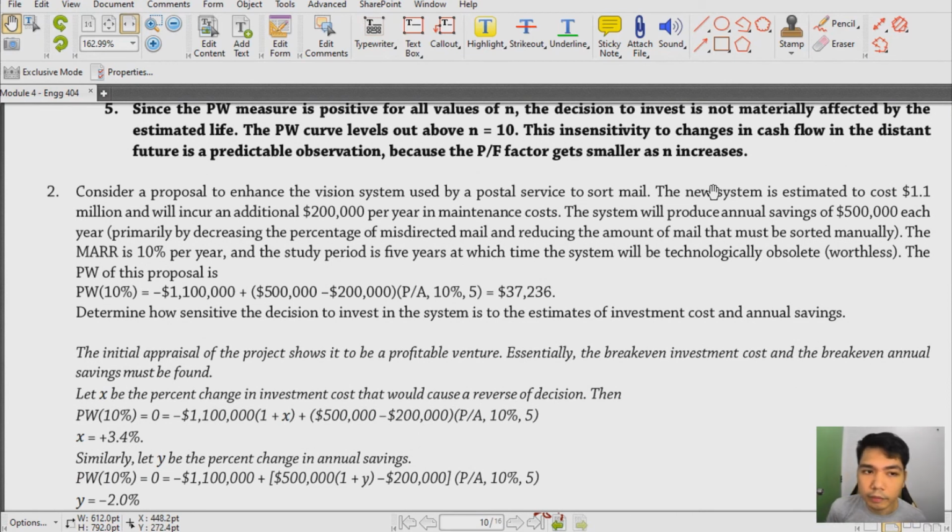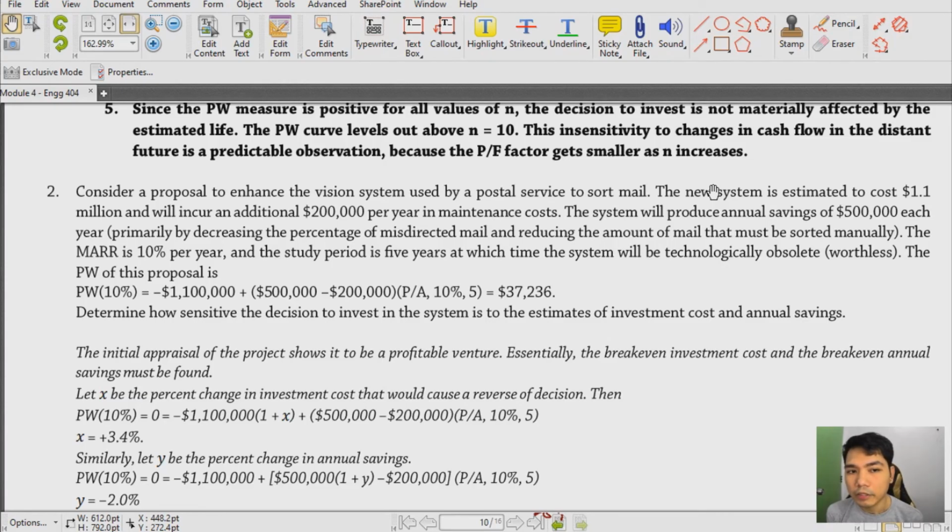So consider a proposal to enhance the vision system used by a postal service to sort mail. The new system is expected to cost $1.1 million and will incur an additional $200,000 per year in maintenance costs. The system will produce annual savings of $500,000 each year, which is primarily by decreasing the percentage of misdirected mail and reducing the amount of mail that must be sorted manually.